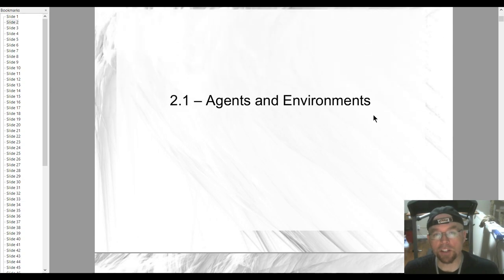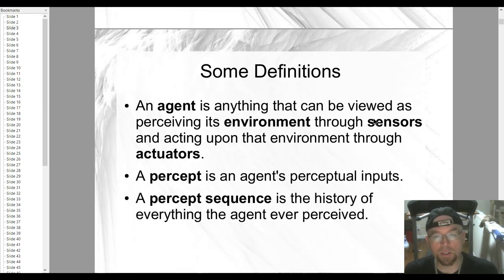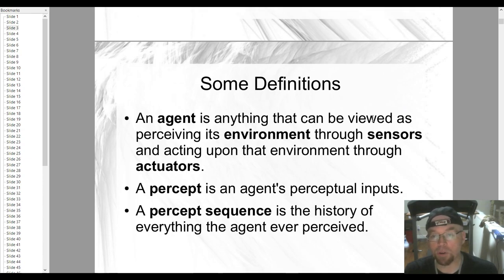Okay, so first things first, section 2.1 is agents and environments. Here are some definitions for you, very, very important. An agent is anything that can be viewed as perceiving its environment through sensors and acting upon that environment through actuators, right? This is a little bit more precise definition than what we saw in the previous chapter. So an agent is anything that within a particular environment can look around and perceive the environment. There are a lot of different ways you can perceive your environment: temperature, touch, visually, by smelling your environment, whatever. An agent is anything that can perceive attributes or characteristics of its environment through the use of sensors.